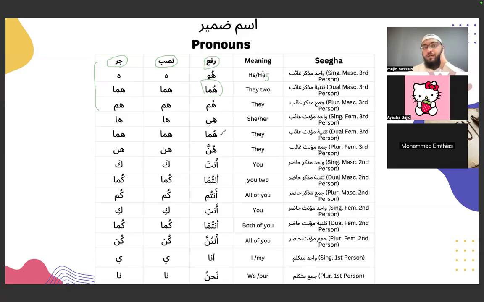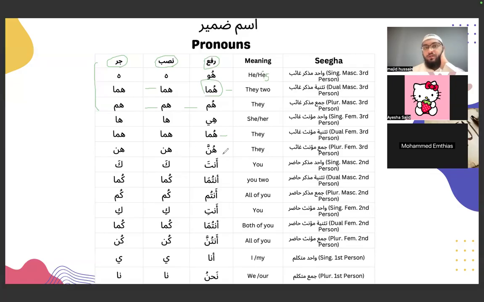Huma. Huma is the same for male and female in the third person. So that's the easy one. And it remains the same throughout nasab and jar. Likewise, hum remains the same throughout nasab and jar. Also huma. Only the changes are huwa and hiya. In the state of nasab and jar, huwa becomes hu, and in jar it becomes hu. Whereas hiya becomes ha, and in jar it also remains ha.